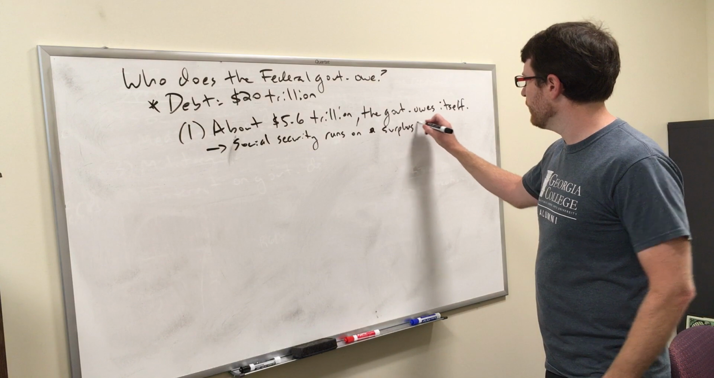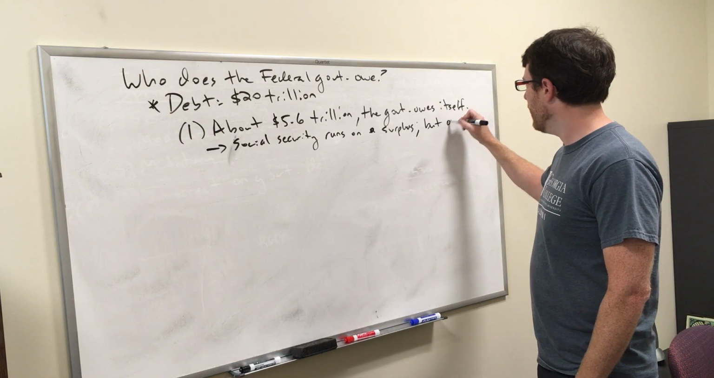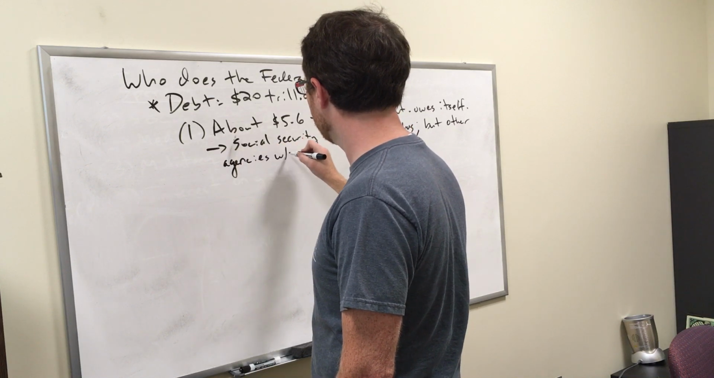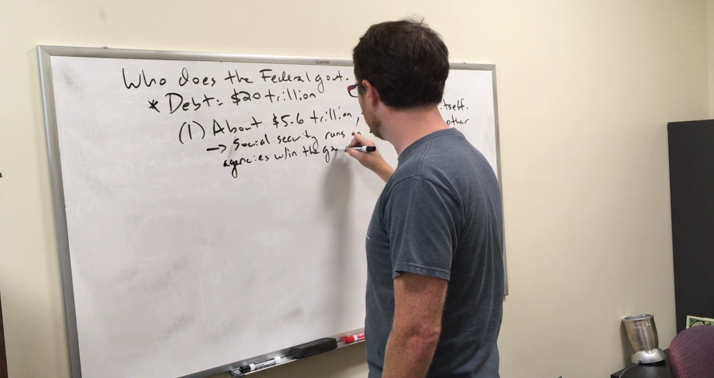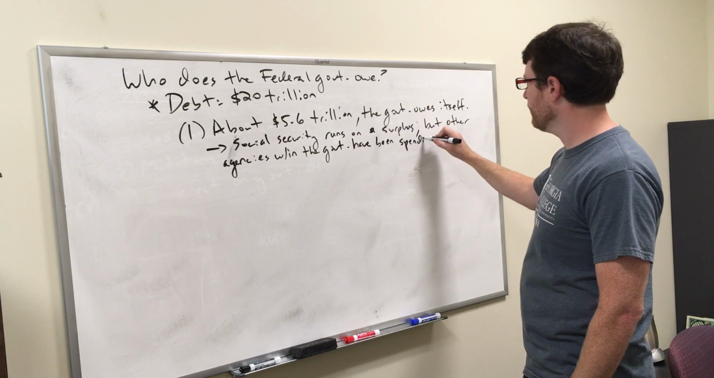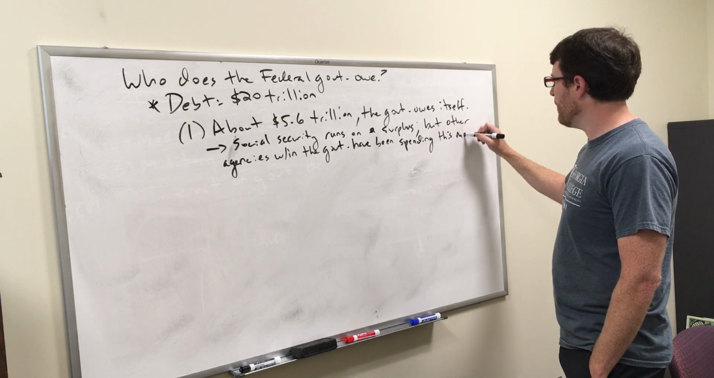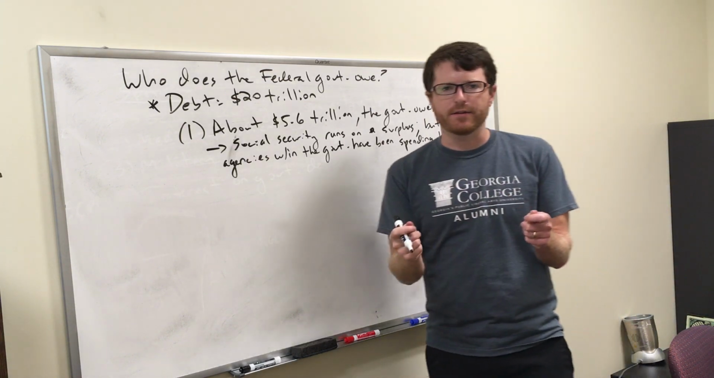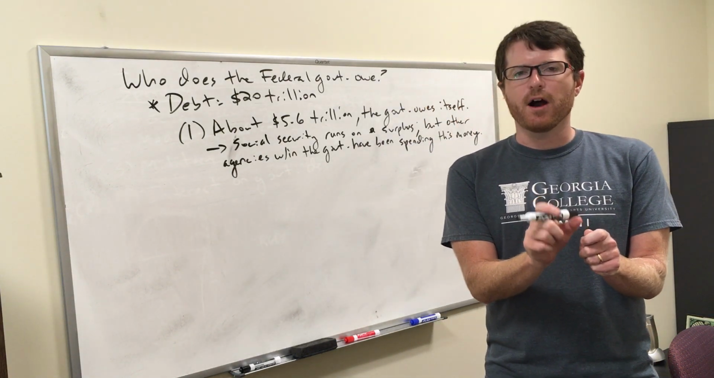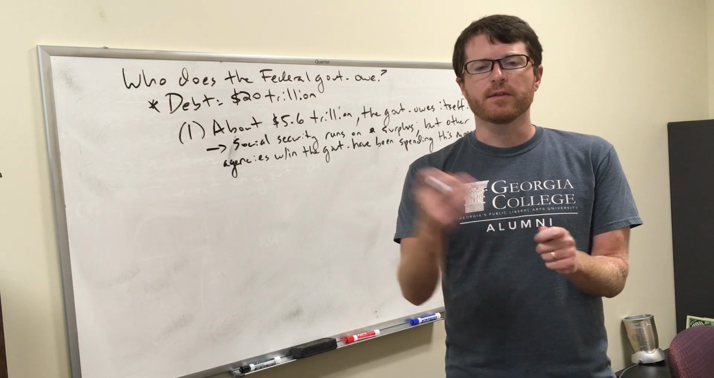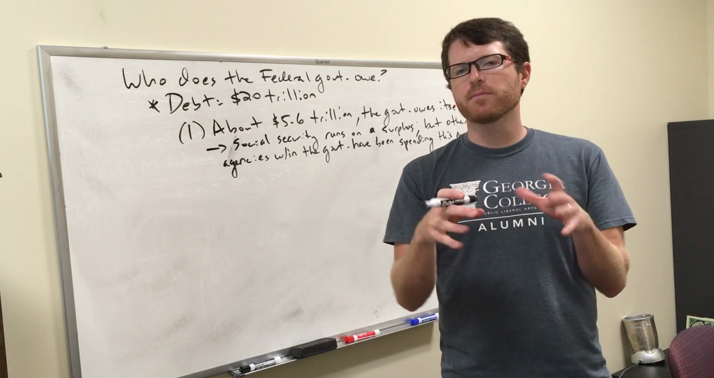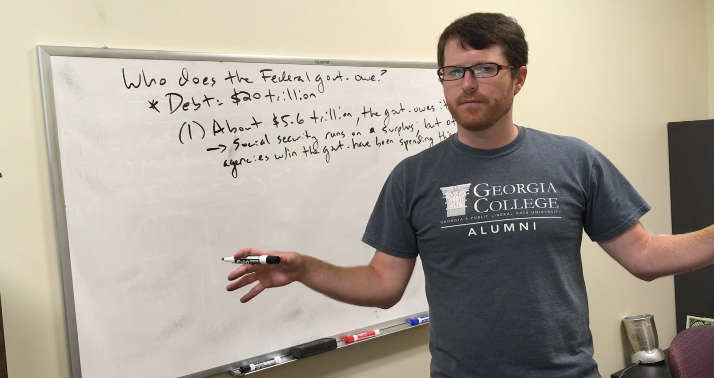So Social Security runs on the surplus, but other agencies within the government have been spending this money. For example, I look at my paycheck and it says I gave $1,000 to Social Security. Maybe 100 of that actually goes to the military, and the military tells Social Security, we'll pay you back. Okay? So Social Security is owed money by other agencies within the government.